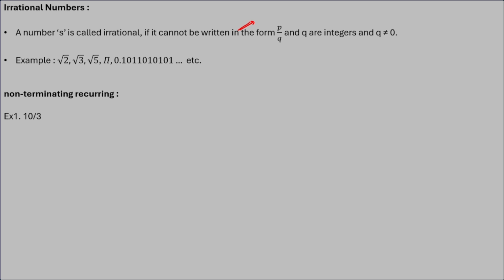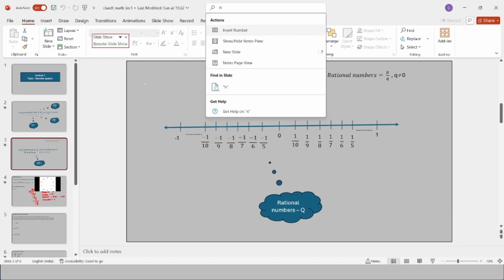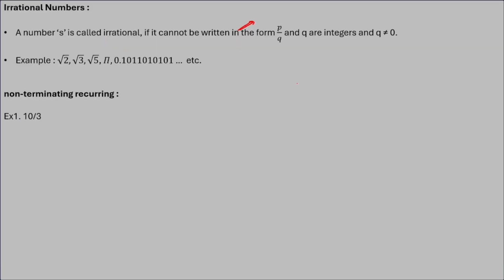But first thing I need to clarify here, sorry for this: all the integers can be represented in the form of p by q. Like if there is a number 10, it can be written as 10 by 1, correct? So if there is any number which cannot be written in the form of p by q, then we call it an irrational number.